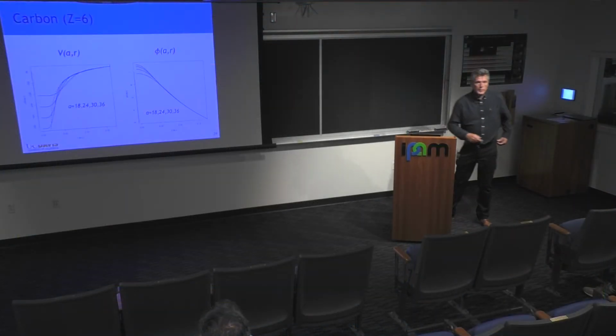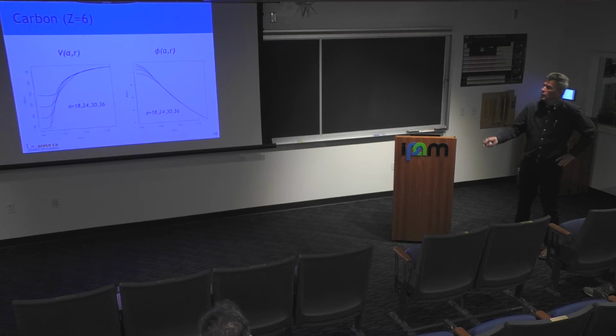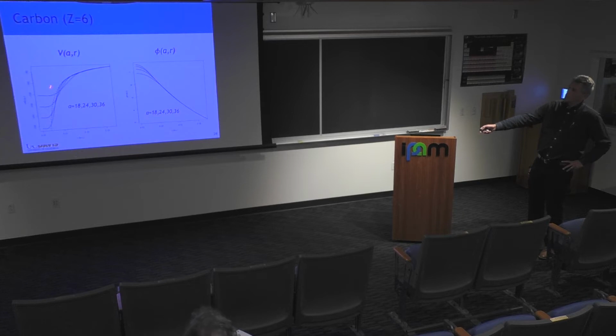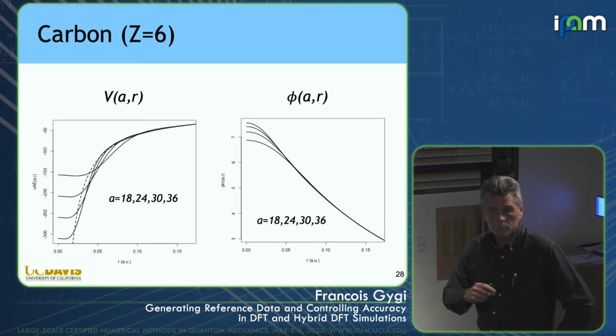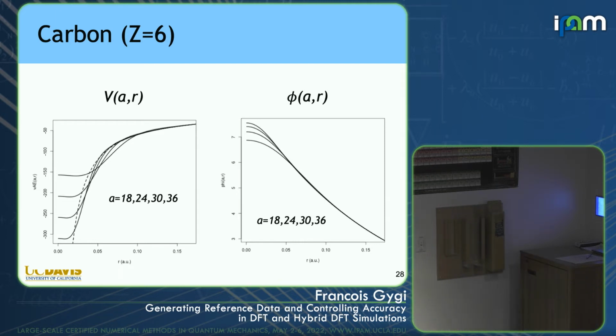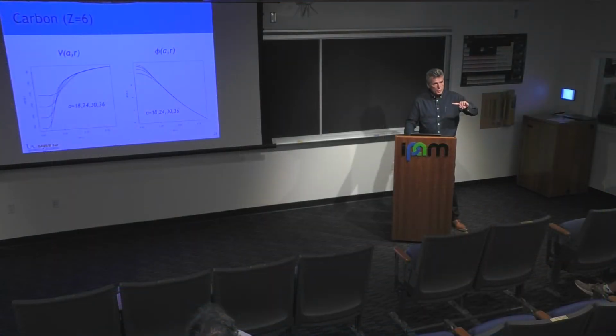So what does it look like? This is for carbon. This is the potential for different values of this parameter a. It gradually becomes deeper and deeper and approaches the Coulomb potential more and more. The wave function here has the norm conservation property because it's exactly the all-electron one, but then it differs in a smaller and smaller volume. And it's all infinitely differentiable, both for the wave function and for the potential.